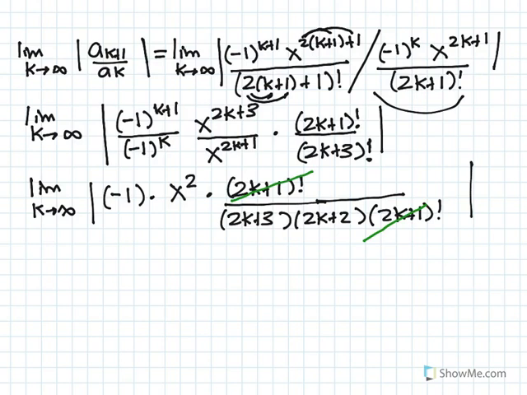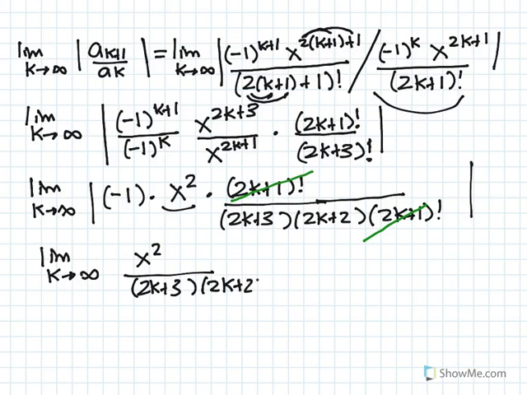Now let's get rid of the absolute value. The absolute value of -1 is just 1, and x squared is always positive, so we get limit k approaches infinity, x squared divided by 2k plus 3 times 2k plus 2, and this limit will be 0. Why is that? Because x squared is a fixed number divided by the denominator, which is approaching infinity, because k approaches infinity. The denominator approaches infinity, and a fixed number divided by infinity, the ratio will approach 0.